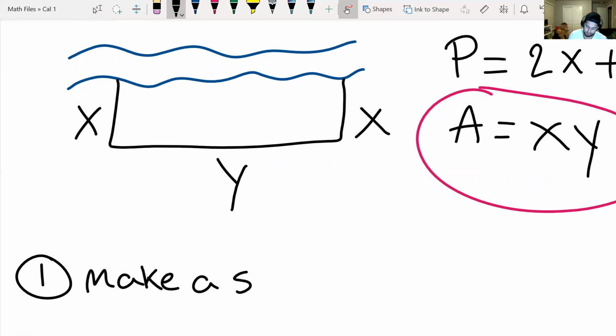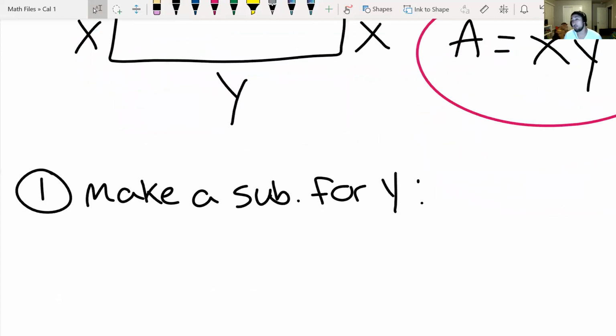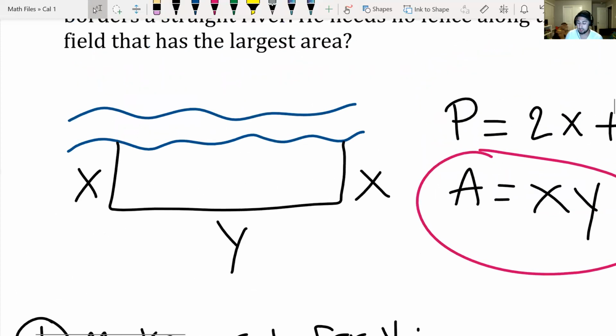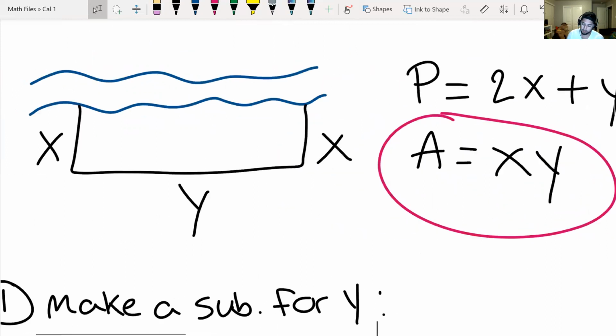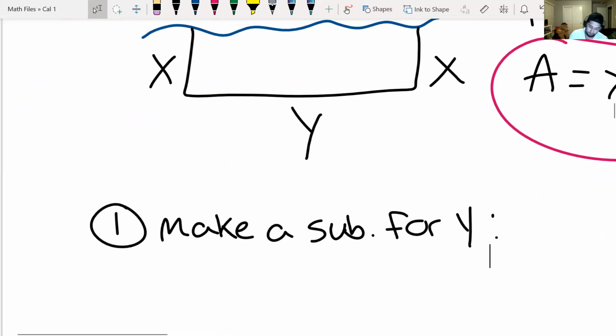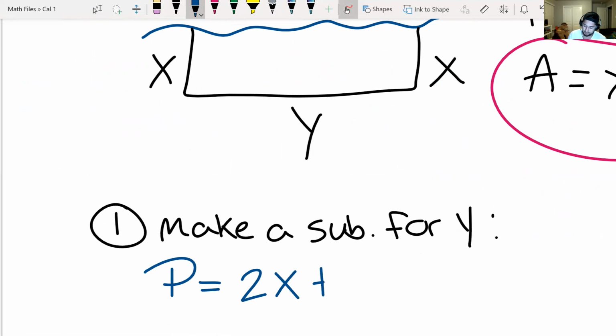Make a sub for y. Which means this time, we're going to have to rearrange the perimeter equation. P equals 2x plus y.